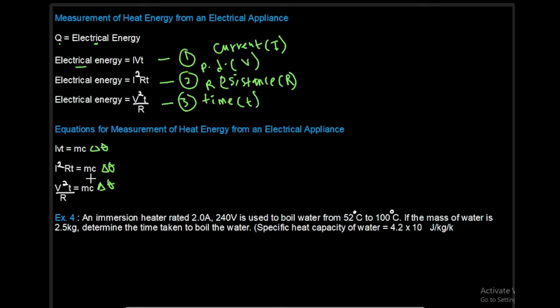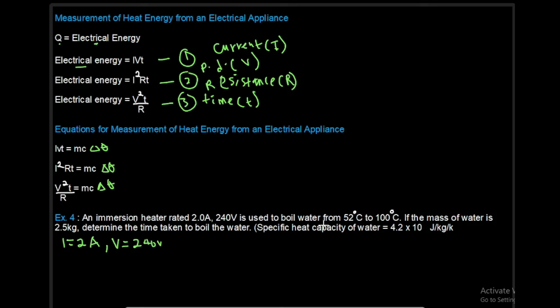Now let's see an example. The equation to use from here actually depends on your question. Some questions can give you current, resistance and time, and then you're going to use this one. If they give you current, potential difference and time, the first equation. So let's see our question here. It says an immersion heater rated 2 amps, so current was given to us to be 2 amps, 240 volts. That's our immersion heater, so we have potential difference, or the voltage, to be 240 volts.